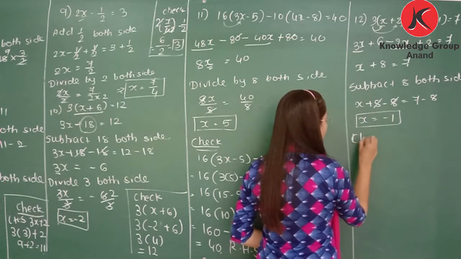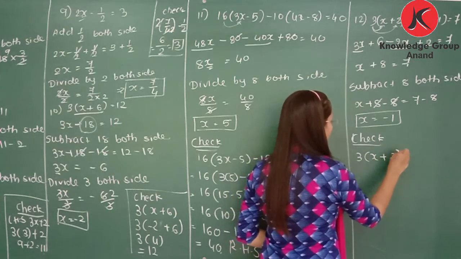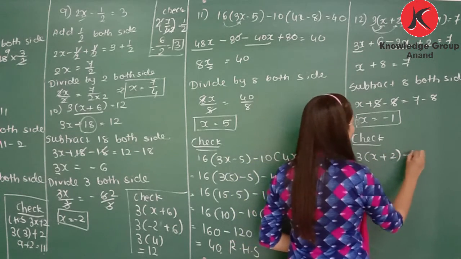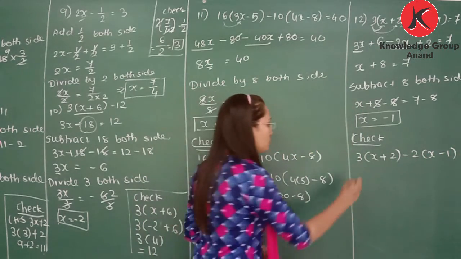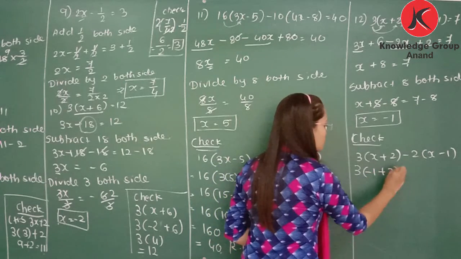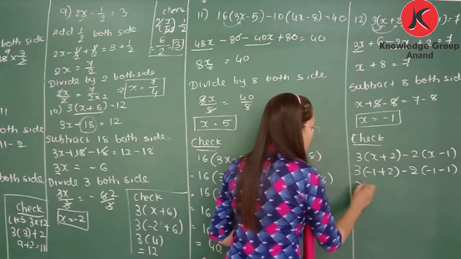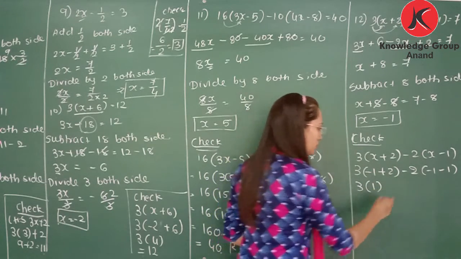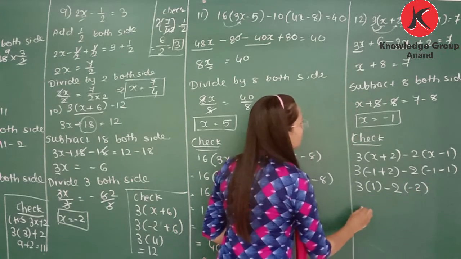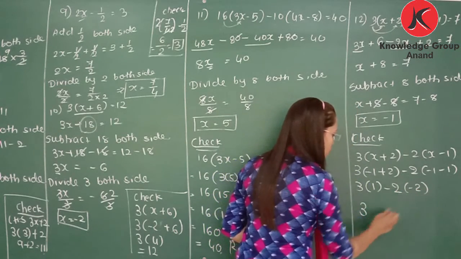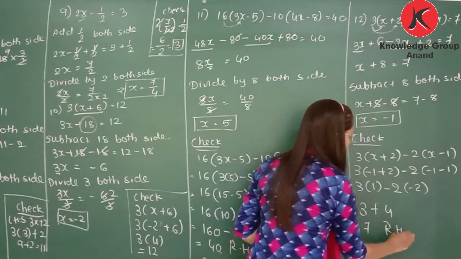Now we can check your answer. Our left hand side is 3(x plus 2) minus 2(x minus 1). Instead of x, you need to write minus 1. So 3(minus 1 plus 2) minus 2(minus 1 minus 1). 3 times 1, since minus 1 plus 2 is 1, minus 2 times minus 2. Minus times minus is plus, so that is 3 plus 4. That is 7. So we get our right hand side.